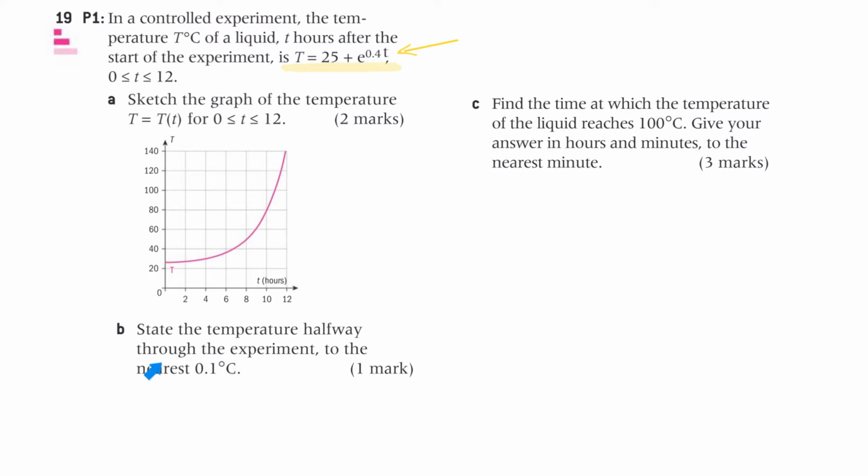B, state the temperature halfway through the experiment to the nearest 0.1 degrees C. Okay, so it says halfway through the experiment. So if the experiment ran from 0 to 12 hours, then at 6 hours, we need to look at that.